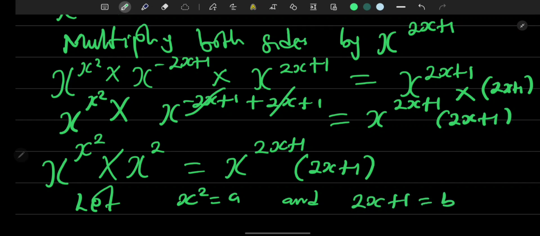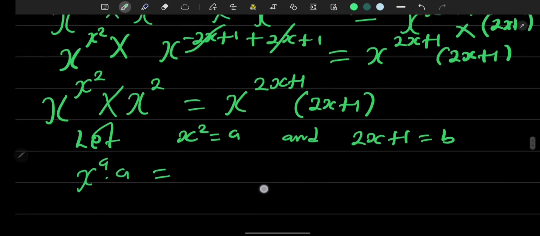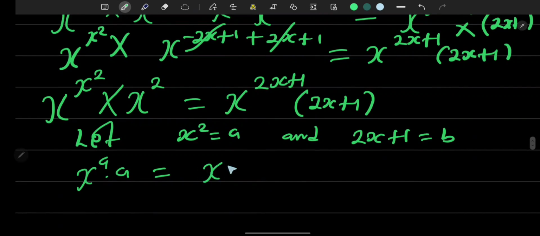If you assume this, that means the left hand side would be x to the power of a times a, and that of the right hand side would be x to the power of b times b, and this can be written as a x to the power of a and this is b x to the power of b. Can you see that now? So this looks like the Lambert W function.